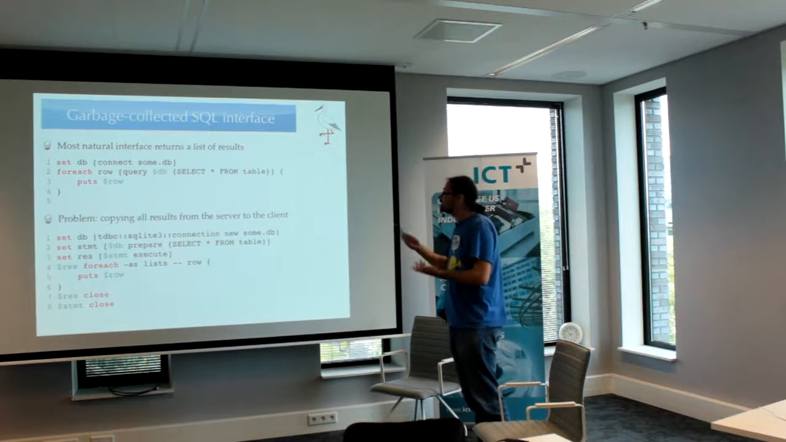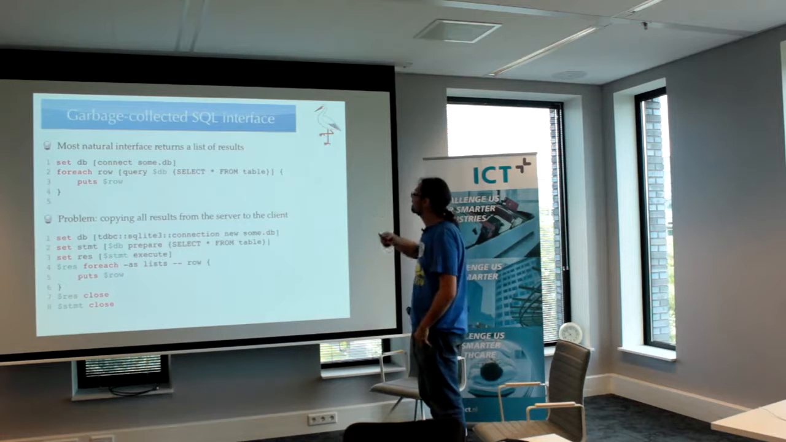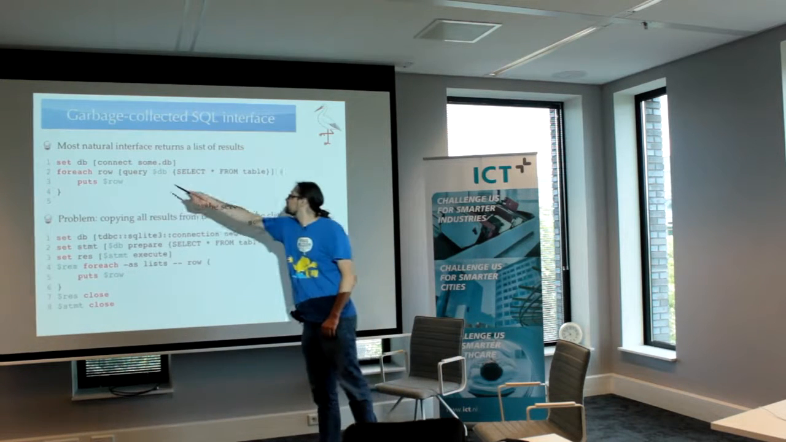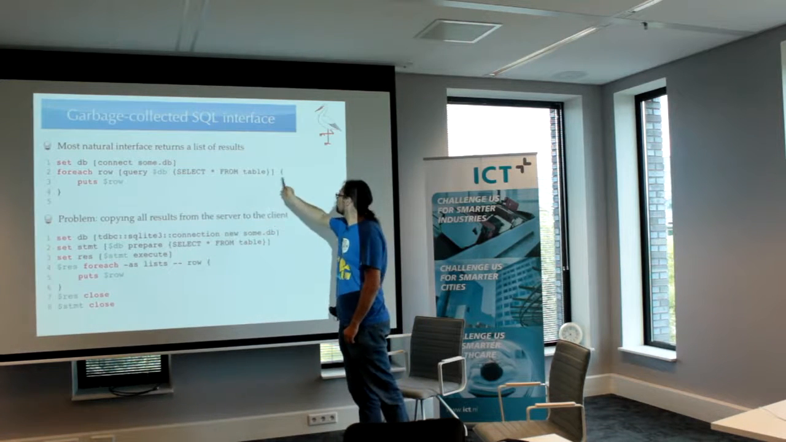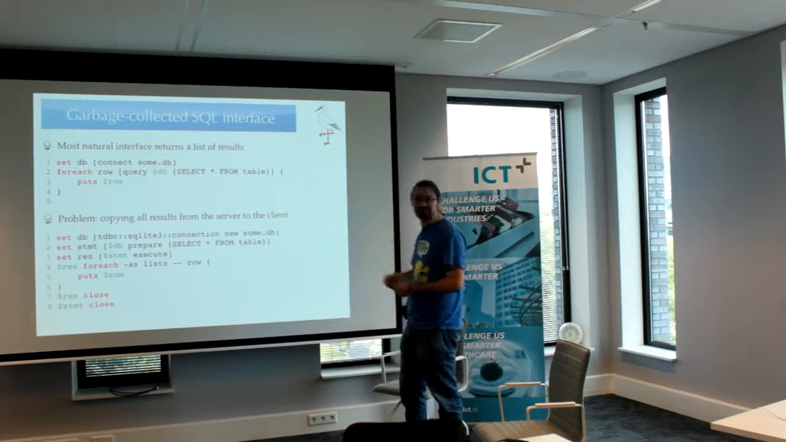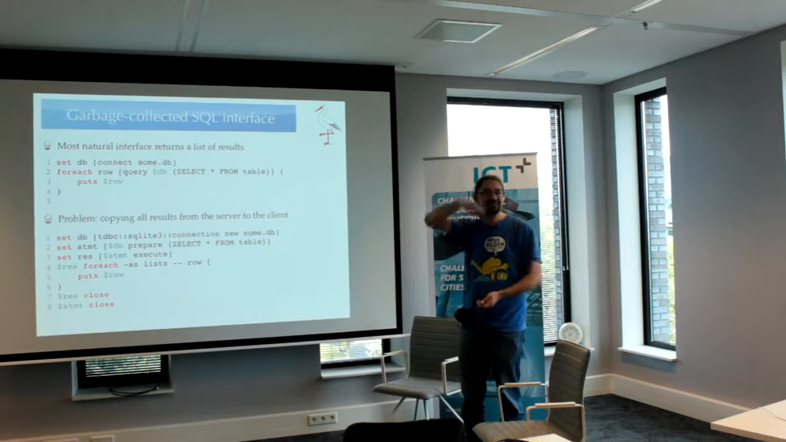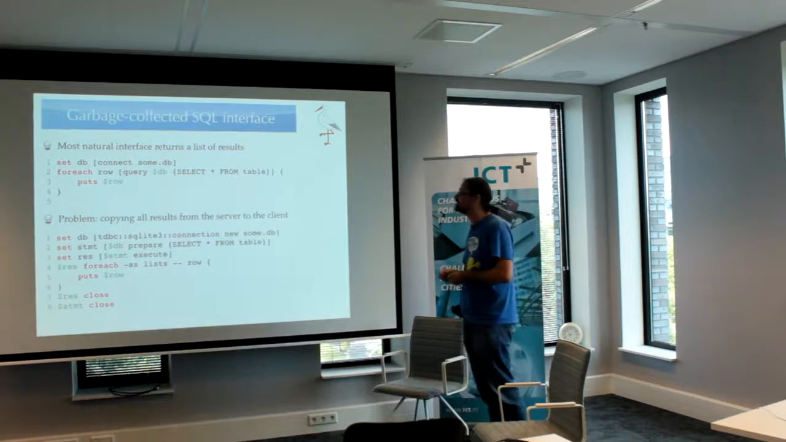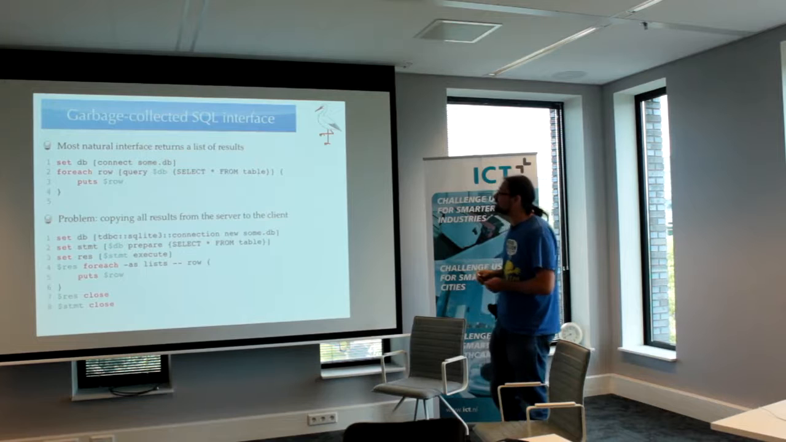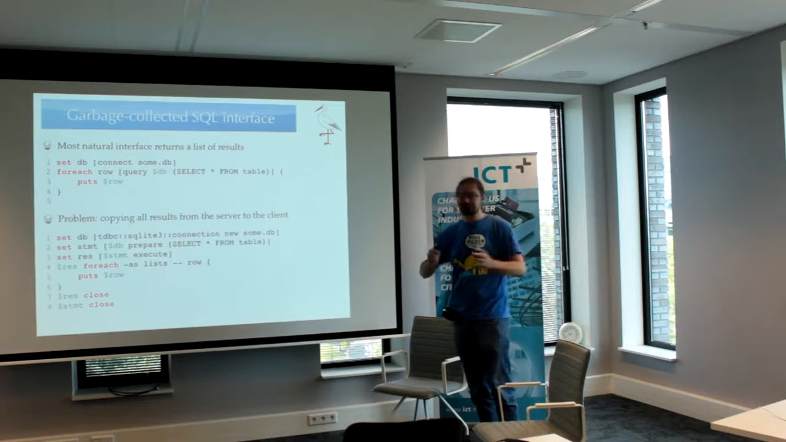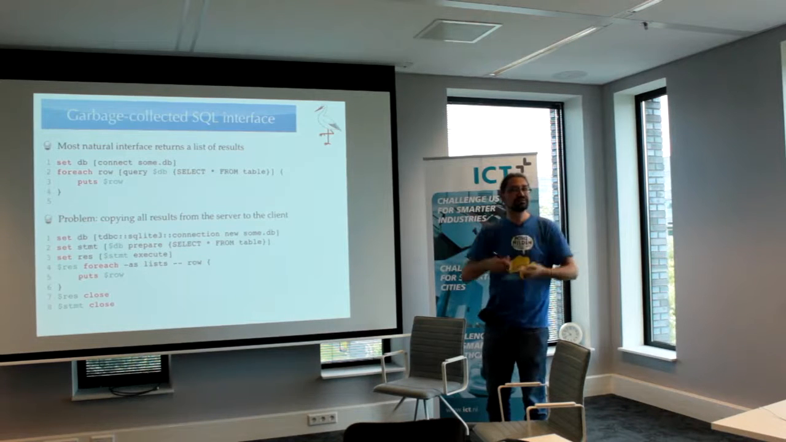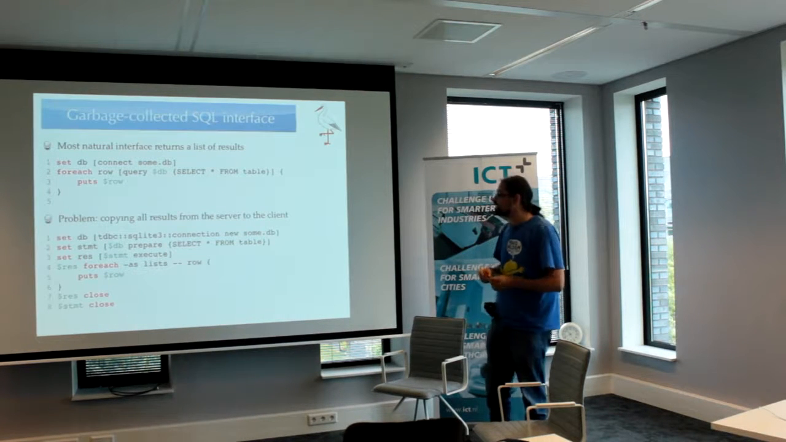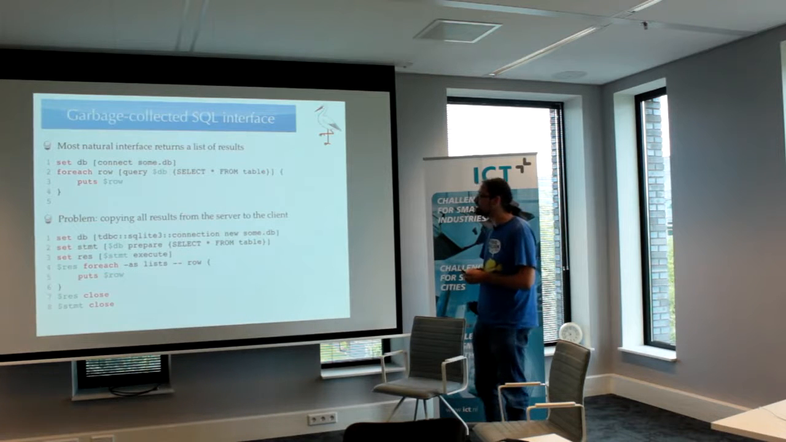And if you use a database, what would be the most natural interface to use it from Tcl? It would be something like: set db, connect to the database. Then foreach row, run over the function query, which queries your database and returns a list of results. And then you go all over the results. That would be the most natural interface. But the thing is, if you have a very big table, or if this runs maybe on a different server, then you would need to copy all of the data to your client before this loop can start to run. And that's one reason why TDBC does it in a different way.